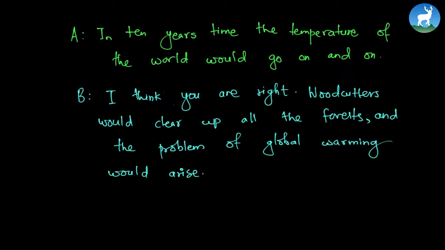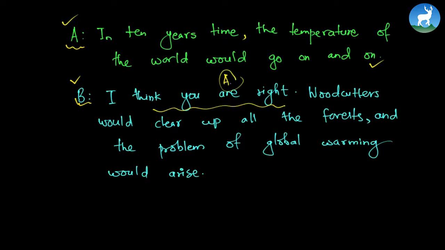Now this is another set of examples. We have A and B like the earlier example. Now in this section, A said something like, in 10 years time the temperature of the world would go on and on. That means there would be an increase in the temperature. And B says, I think you're right. So what is B doing? B is clearly agreeing with A.